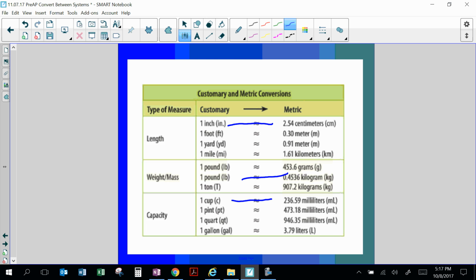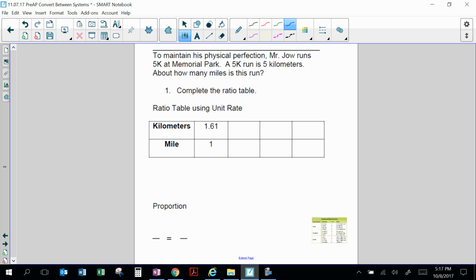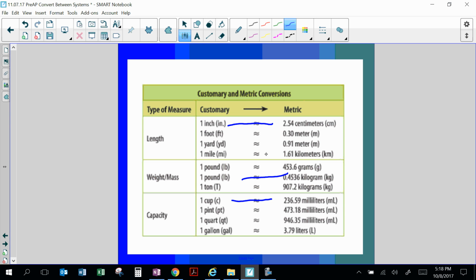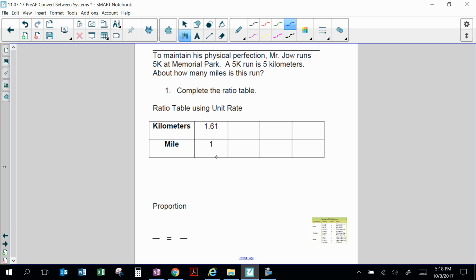So, to maintain my physical fitness perfection, I run 5K at Memorial Park. A 5K run is about 5 kilometers. About how many miles is this run? If you look at this table right here, it says every mile is about 1.61 kilometers. If I run a 5K race, can you tell me about how many miles I ran? There are many ways you can do this. What is the relationship between 1.61 and 5, times what? How many times does 1.61 go into 5?